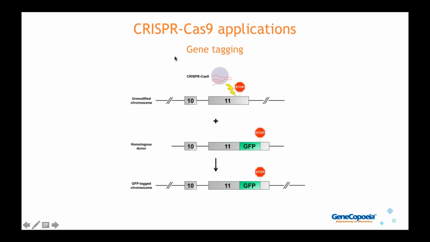And the next application I want to talk about is gene tagging. This can be done either with oligo donors if the tag is small, like in the case of FLAG, or with large plasmid donors in the case of larger tags like GFP or RFP. This is shown here schematically, where you have CRISPR targeting near the stop codon of a particular gene, and then you introduce a homologous donor which contains the GFP just upstream of the stop codon. And then when this is successful, you get insertion of the GFP to create your fusion protein.